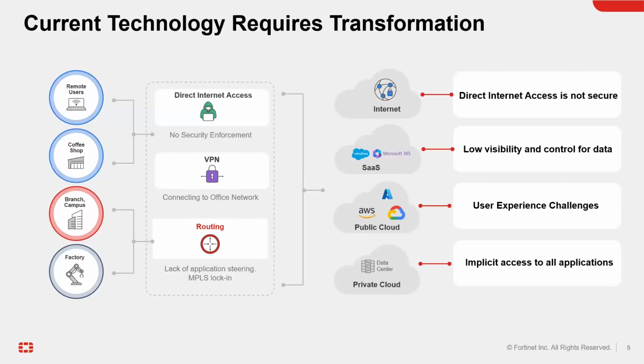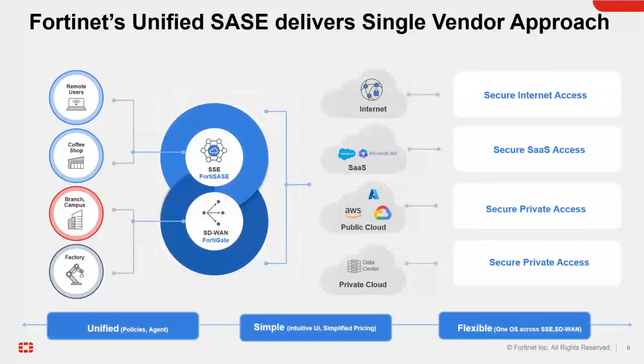And then you have that implicit access to all the applications, and then the routing, so the lack of application steering, which is where SD-WAN comes in. So you've got all the different types of remote connectivity on the left-hand side, accessing all these different resources on the right, and the complexities and challenges around that. So what SASE does is it brings it in to a nice unified user interface.